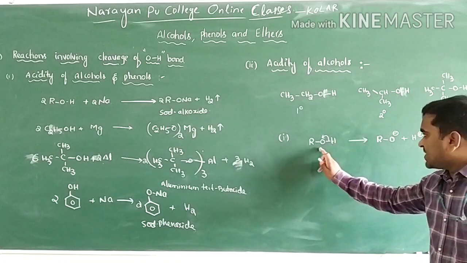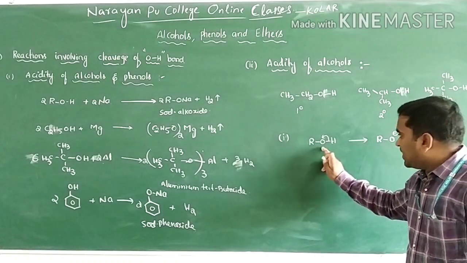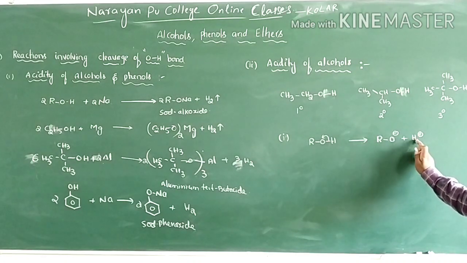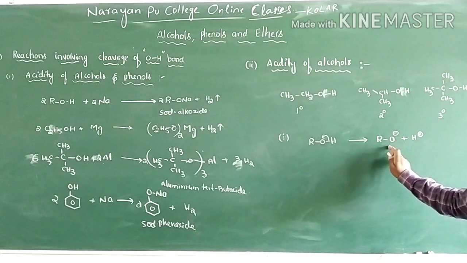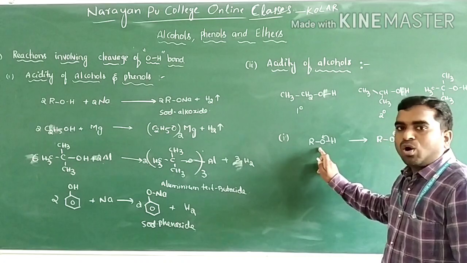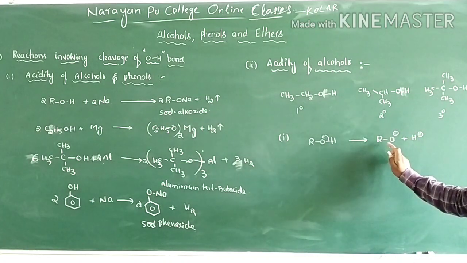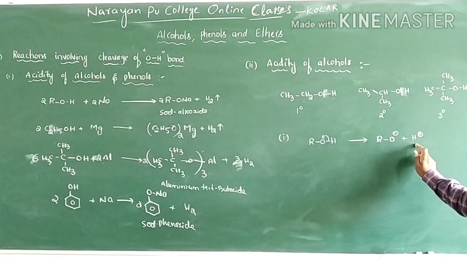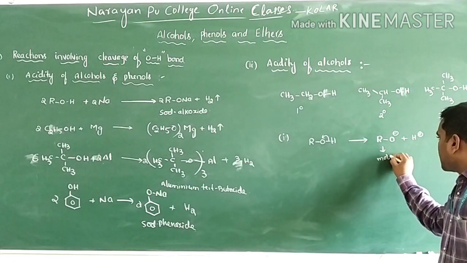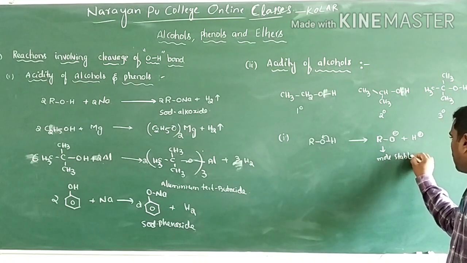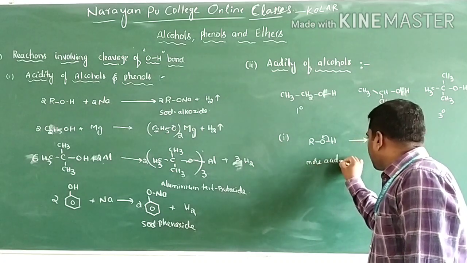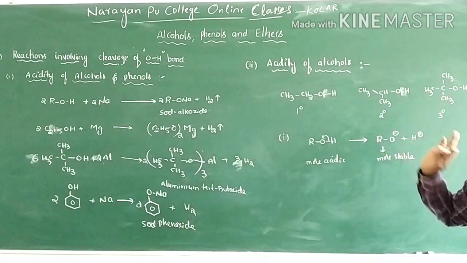And here the acidity of alcohols depends upon the stability of the ion left after the releasing of H+. Clear? Again, the acidity of the alcohol depends upon the stability of the ion left after the releasing of H+. If the ion is more stable, this alcohol is more acidic. That is the first one. Mostly remember this one.